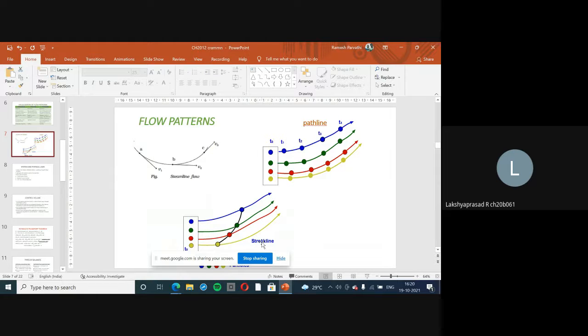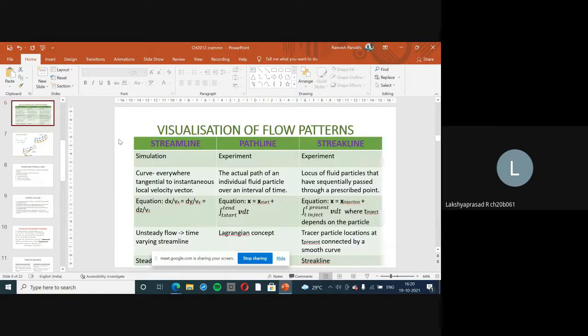To get a streak line, we join the instantaneous positions of all four particles. As you can see, this is a screenshot taken at a particular instant of time. This yellow fluid particle is at this position, red is over here, green is here, and blue is here. With a smooth curve, we join the four, and this smooth curve is called a streak line. It is the tracer particle locations at the present time connected by a smooth curve.